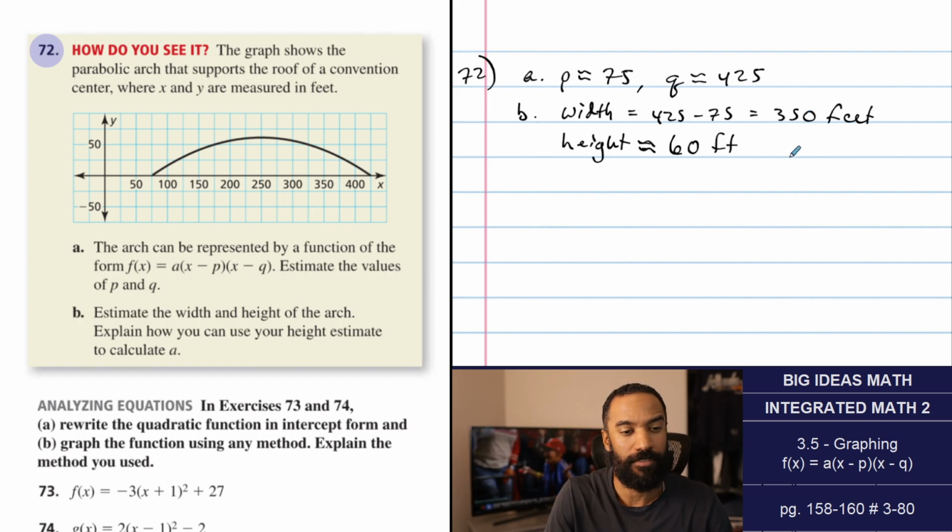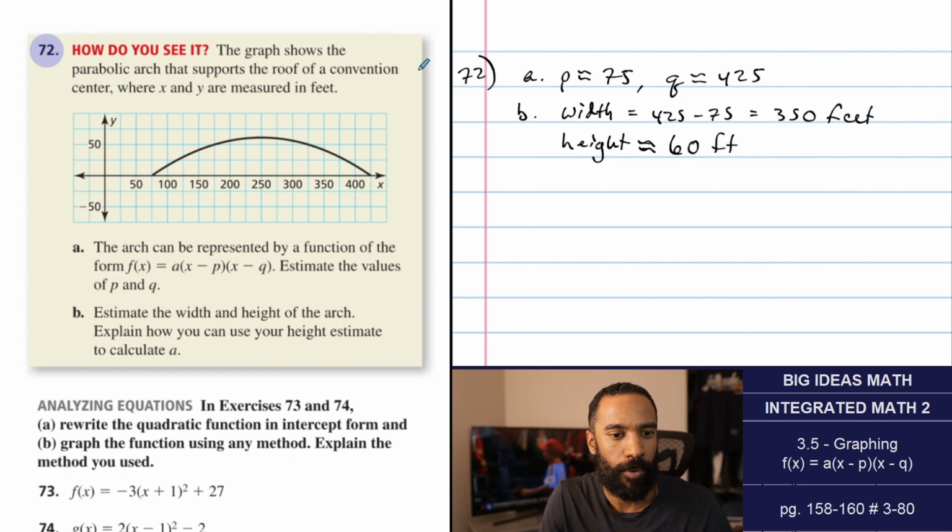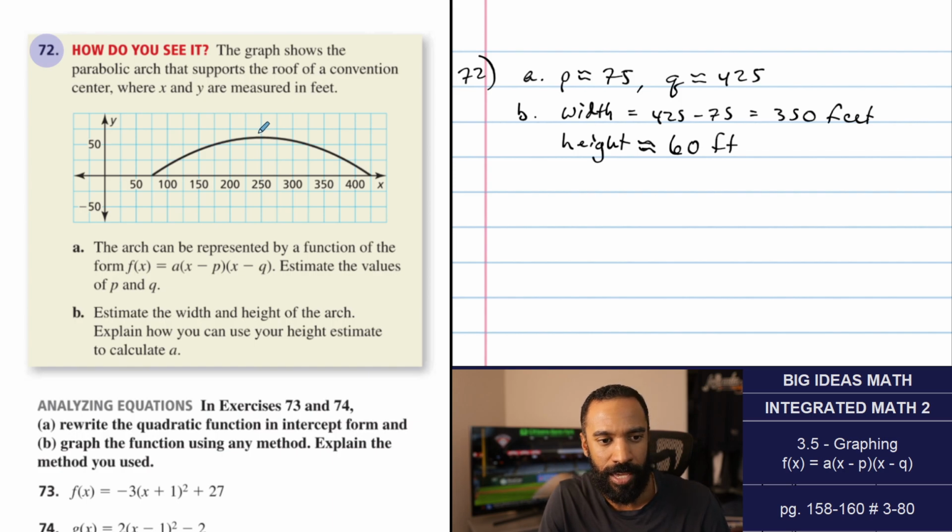Maybe that's what they want us to go for, but that's the middle, right? 250 is in the middle, not just because it looks like it, because it's halfway between. It's the same distance away from 425 and 75. It's 175 away from both. So that is the kind of vertex thing.